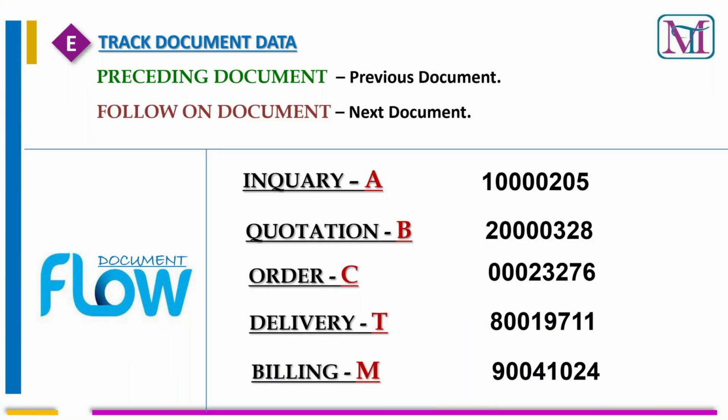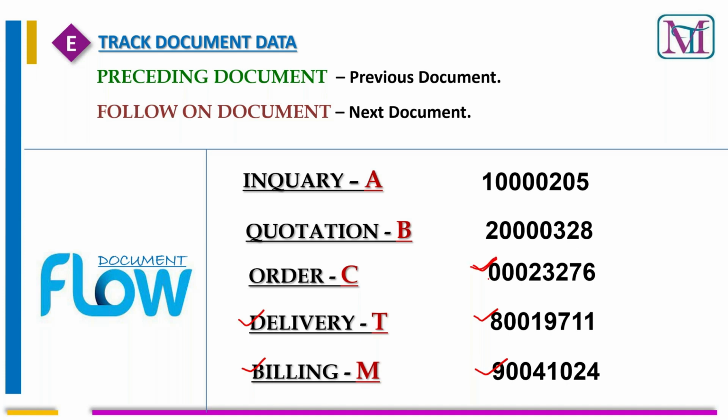Then track the document data, I mean document flow. We can track the data in document flow. Now we have to understand what is preceding document. Preceding document means previous document. Suppose for billing, this is the billing document number, invoice number, then preceding document is delivery. Then what is the preceding document for delivery? Preceding document means the previous document of delivery, which is sales order.